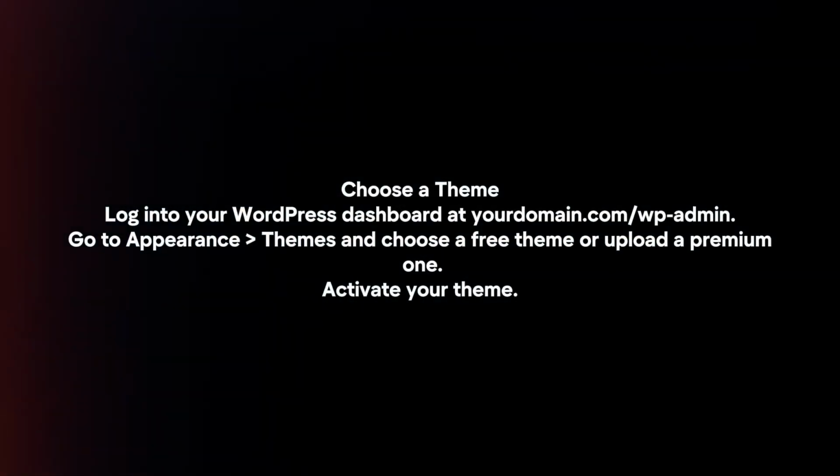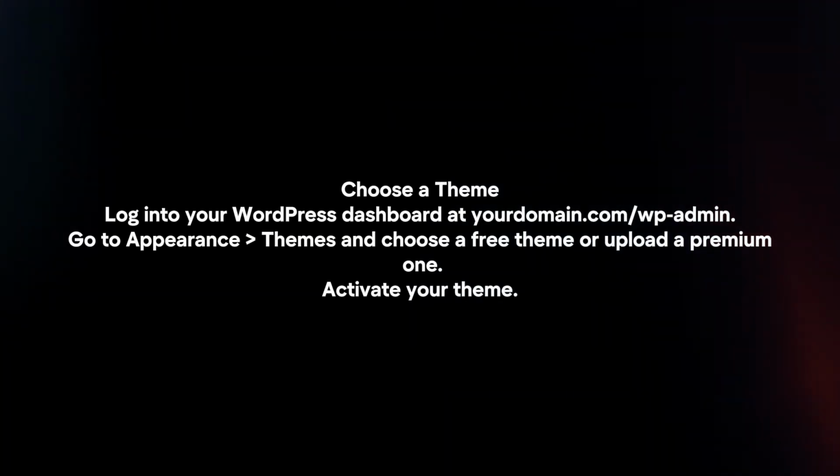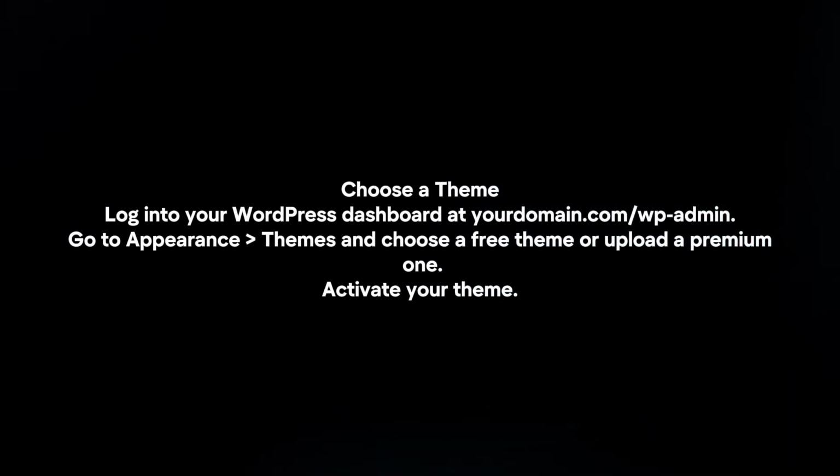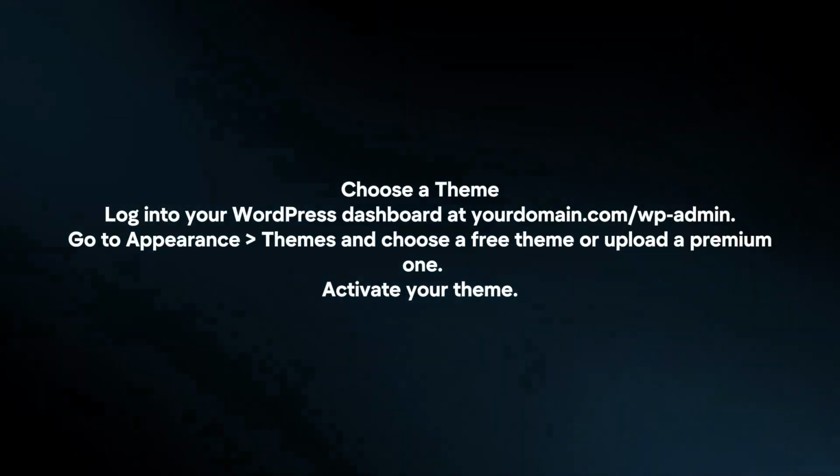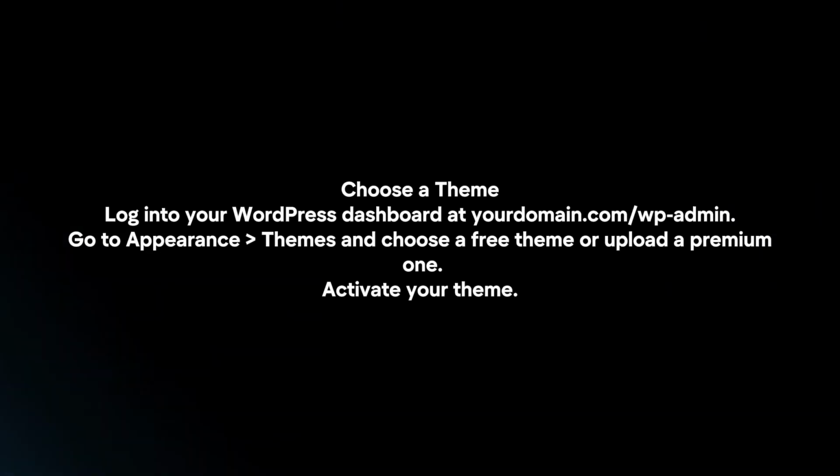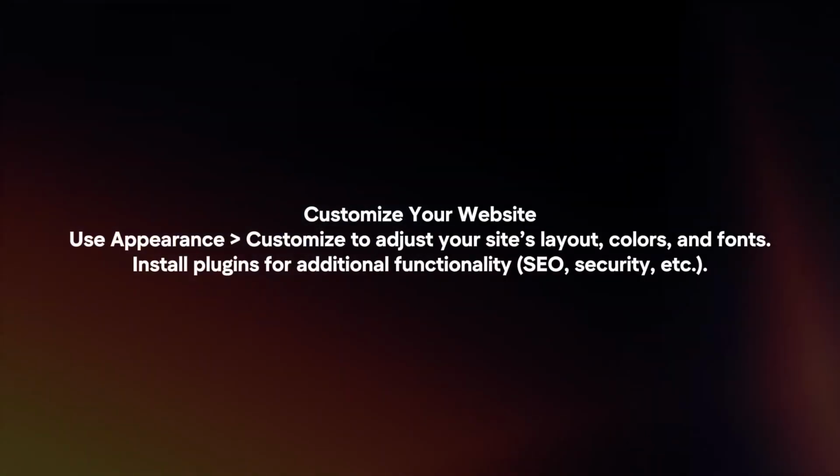Choose a theme. Log into your WordPress dashboard at yourdomain.com/wp-admin. Go to Appearance, Themes and choose a free theme or upload a premium one. Activate your theme.